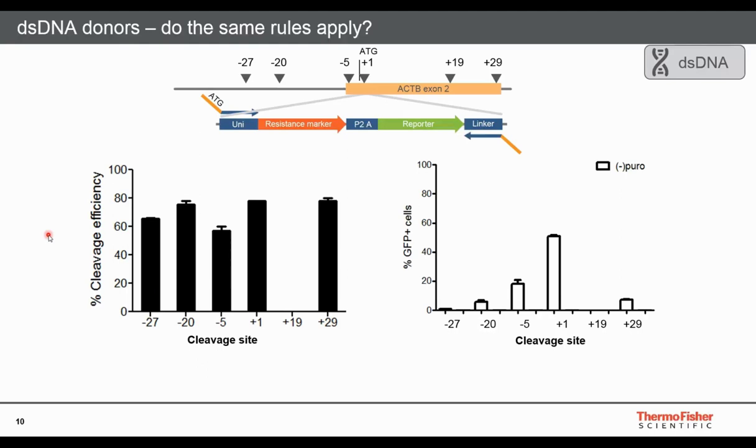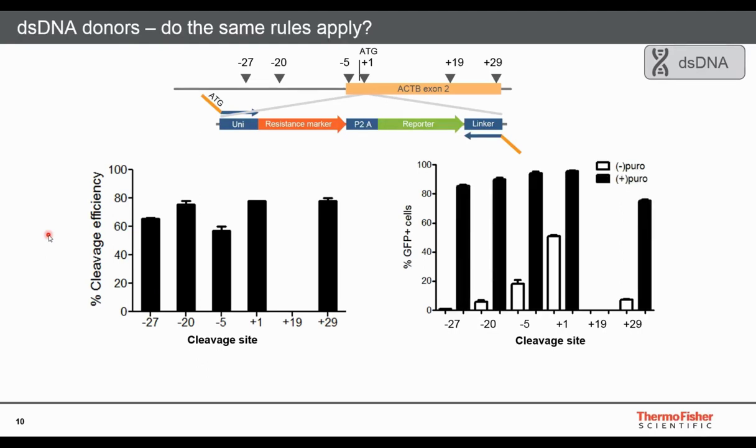Now, what's interesting about this donor, as this does have a resistance marker for puromycin selection on it, is that we can apply puromycin selection to all of these cells, and we see that we can pull these populations up to being greater than 80% GFP positive. So even our cells that were cut with a -27 guide RNA and we're getting less than 1% knock-in, we can pull that population to being 80% GFP positive by applying this puromycin selection.